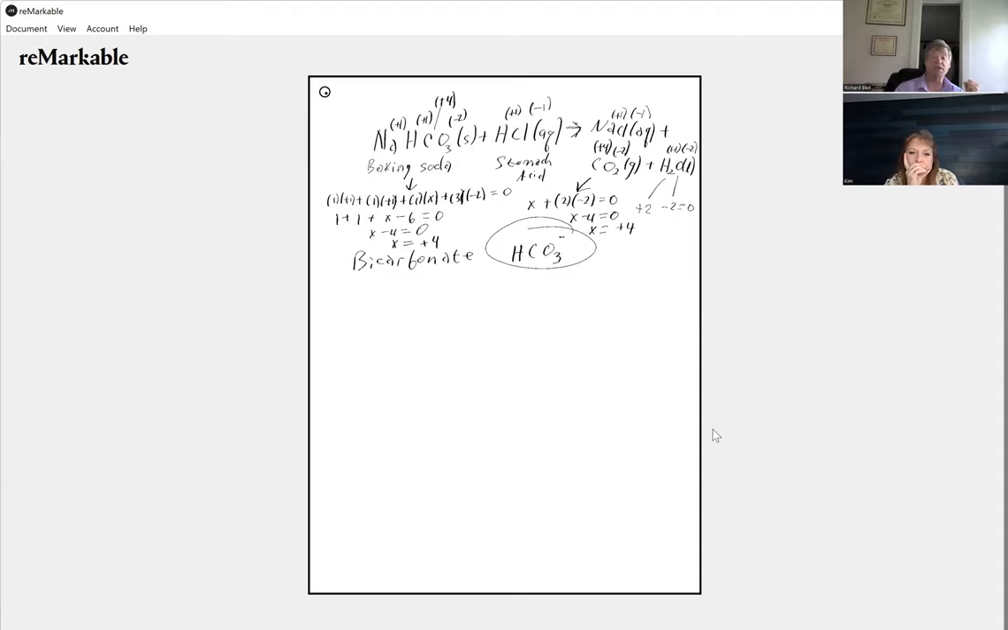So the oxidation number of carbon does not change. No element in this reaction changes oxidation numbers. That means that this is not a redox reaction.